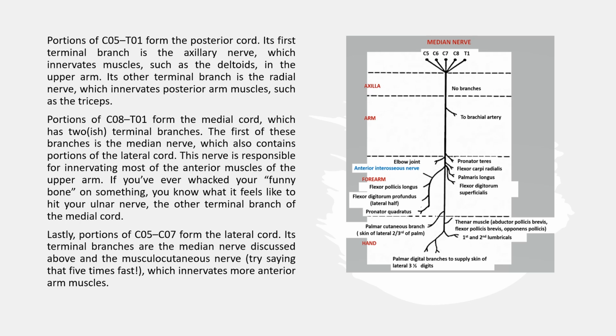Lastly, portions of C5 through to C7 form the lateral cord. Its terminal branches are the median nerve discussed above and the musculocutaneous nerve, try saying that 5 times fast, which innervates more anterior arm muscles.